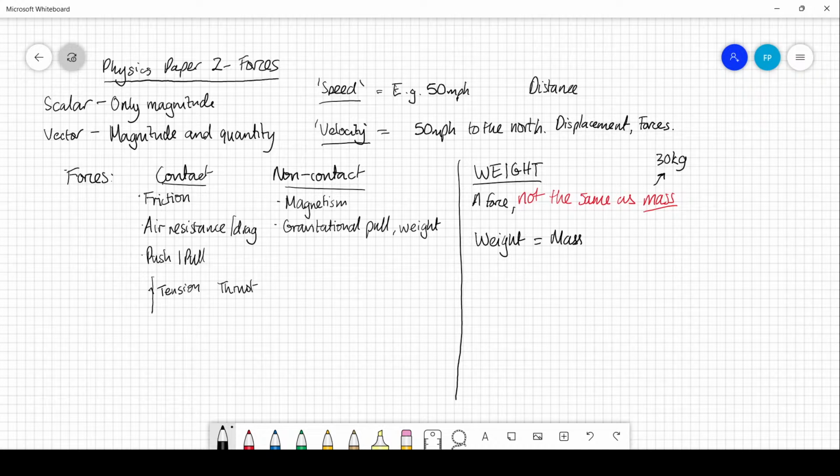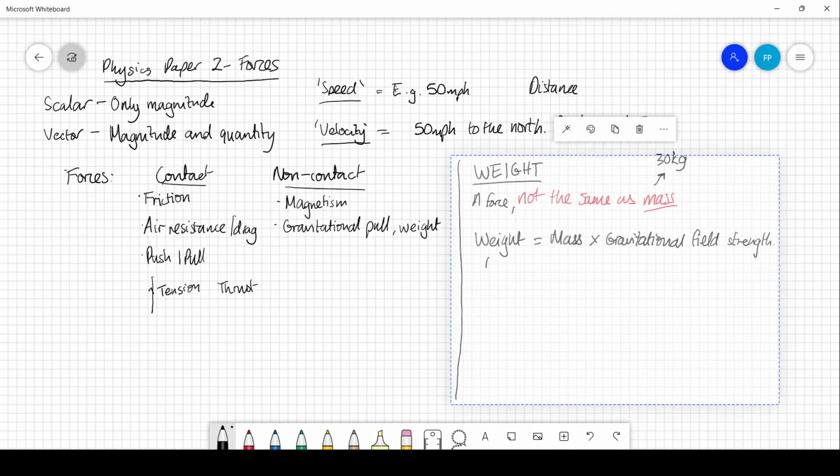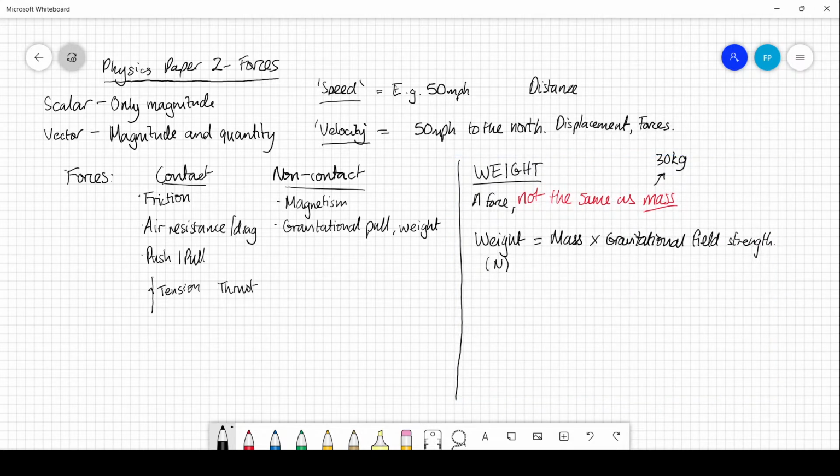This is because weight depends on your mass times the gravitational field strength of the object you're standing on. On Earth, this is about 9.8 or 10. So they'll give you this in the exam. Since weight is a force, it is measured in newtons and can be measured by things like a newton meter. Mass will be measured in kilograms, and the gravitational field strength is measured in newtons per kilogram.